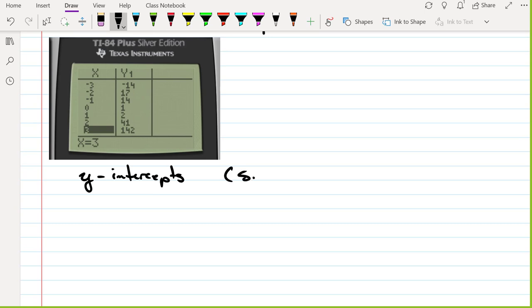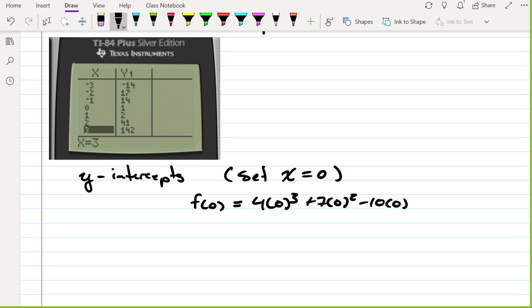So for these ones, we set x equal to 0. So we're just going to plug that in. If we plug in 0, that's going to give us 4 times 0 cubed plus 7 times 0 squared minus 10 times 0 plus 1. And so basically everything but the constant term is equal to 0, and that is going to give us 1.